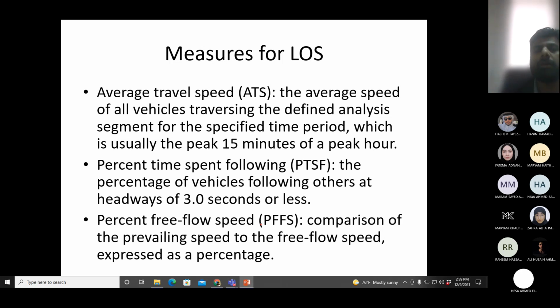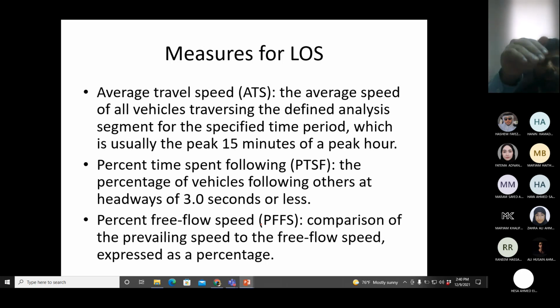PTSF means the percentage of the peak hour in which the cars had less than 3 seconds of headway between them. Okay, what is the logic of that? When there are two vehicles which have less than 3 seconds of headway between them, that means one car is following the other car. Following means its movement is dependent upon the movement of the car in front of it. So when the front car slows down, the rear car will also slow down.